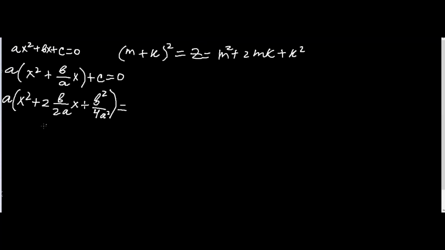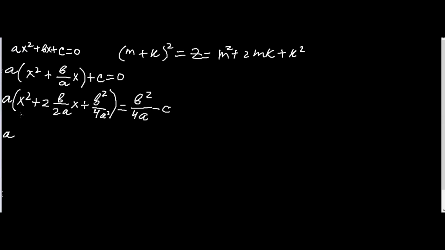As we are adding it here, we have to subtract it, or in other words, we can just take this number to the other side of the equation. So we will have b squared over 4a because a and a cancels out. b squared over 4a minus c. Just take c to the other side of this equation.